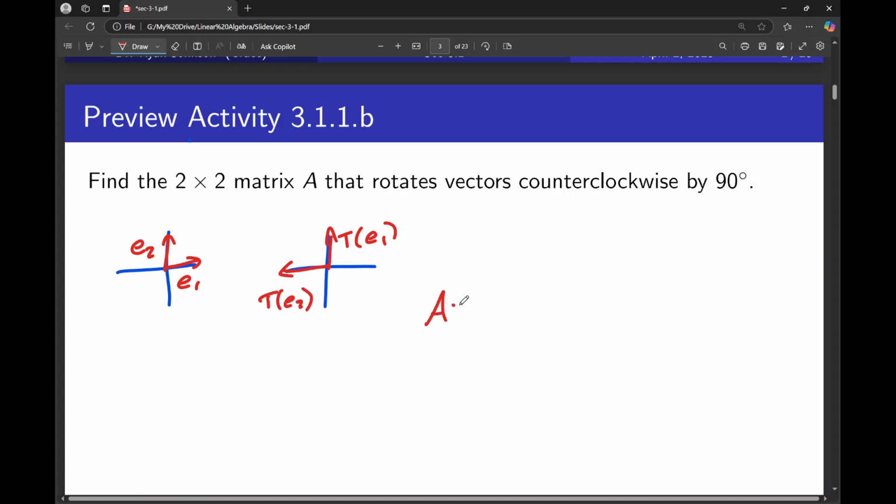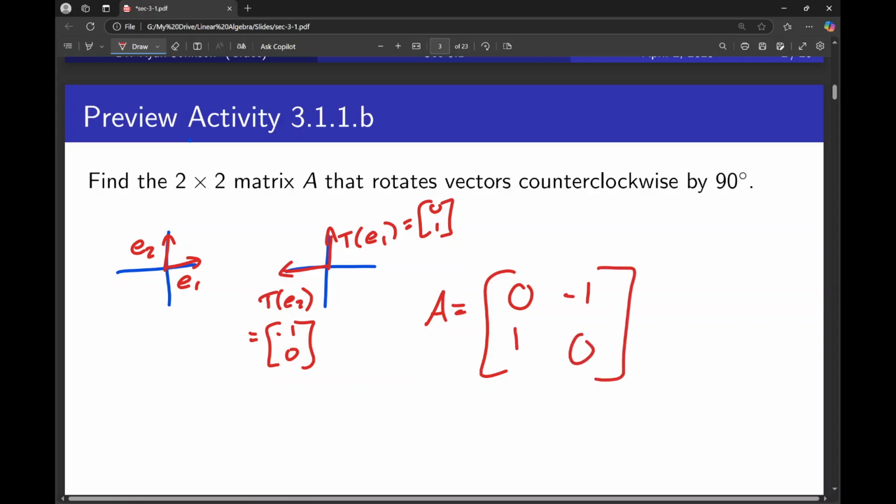And so the matrix A is then the matrix with columns. E1 got sent to E2, which is 0, 1. And then E2 got sent over here, which is the negative of E1. So we throw that into the second column. -1 here, 0 there. That gives us the matrix A that rotates vectors counterclockwise by 90 degrees.